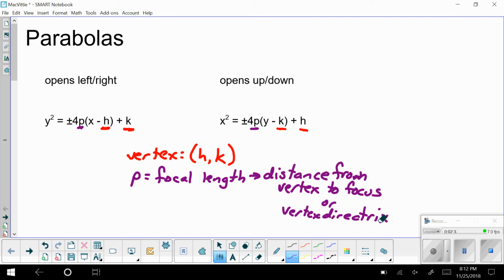But in case of our equations, what we're interested in is that value p. So kind of when we look at an equation for a parabola, the first thing we worry about is, is it opening up, down, left, or right? And then we can start orienting ourselves in, should my focus be to the left or to the right, or up and down from the vertex? Is my directrix then also left, right, up, or down from my vertex?